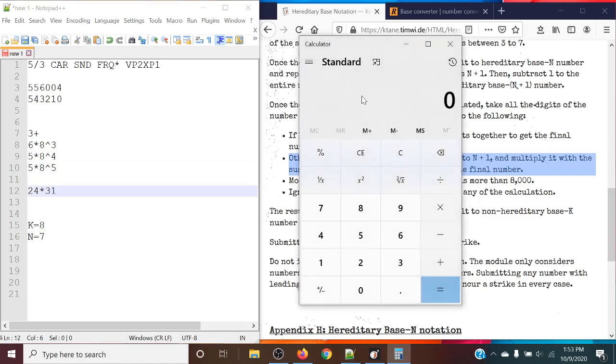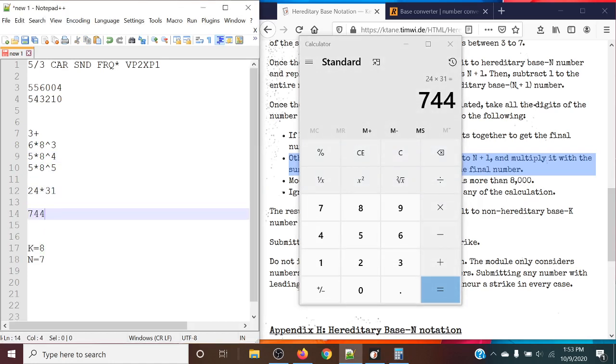So 24 times 31 is equal to 744. Now, this is our answer in base 10, and we need to convert it to base 8. So let's do that. So our powers of 8, so we have 8 times 8. 8 to the power of 2 is 64. Let's try and multiply by one more 8 and see where we go. 512. 512 is going to be that, and then 64, and then 8, and then a 0.